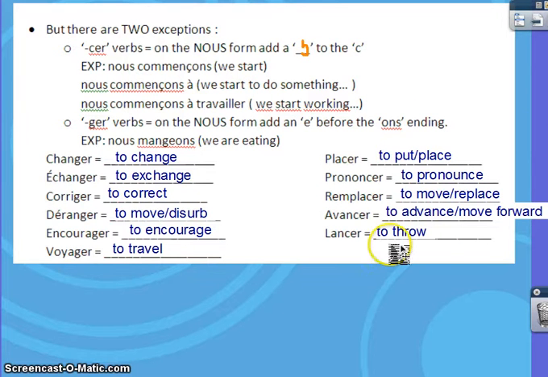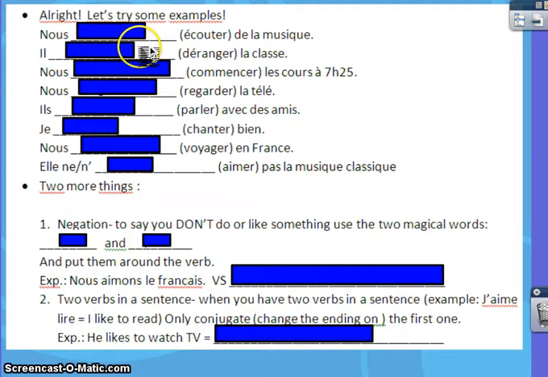Again, these would all act just as normal ER verbs do in the je form, the tu form, the il form. You'd add your endings, and it's only in the nous form that you will have to actually drop that cédille onto the C's to make those C's an s sound instead of a k sound. So real quick, let's try some examples.